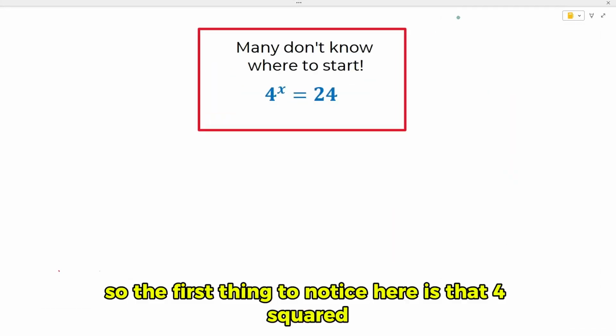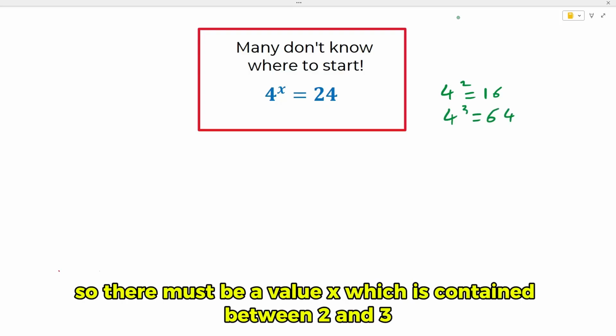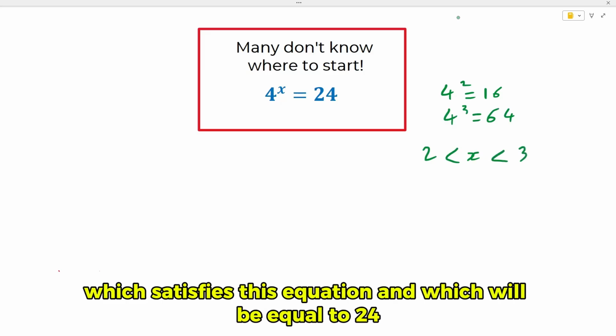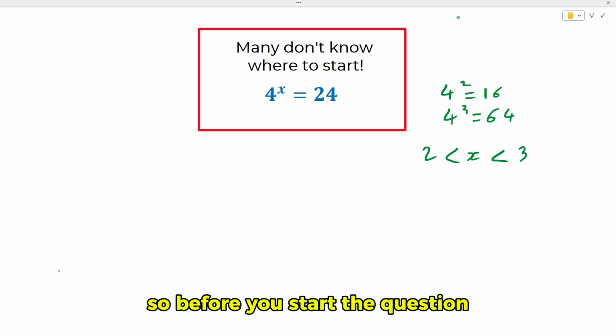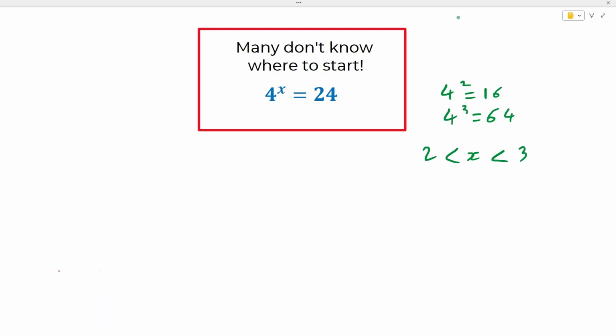So the first thing to notice here is that 4 squared, well, that is 4 times 4, which is 16, and 4 cubed is 4 times 4 times 4, which is 64. So there must be a value x which is contained between 2 and 3, which satisfies this equation and which will be equal to 24. So before you start the question, bear in mind that x is a number between 2 and 3.